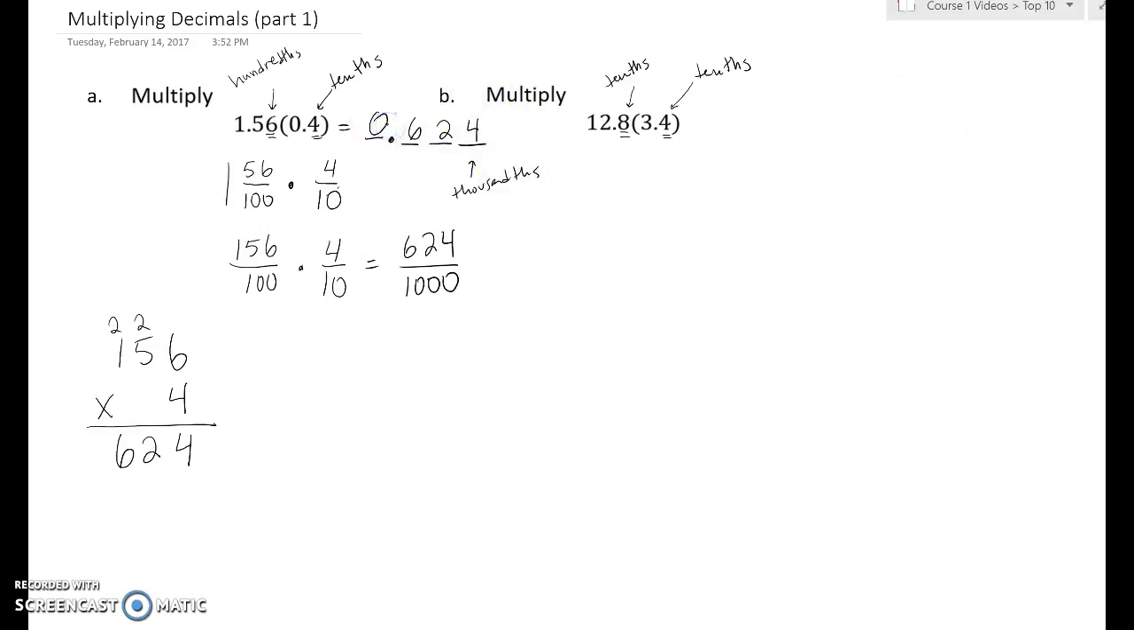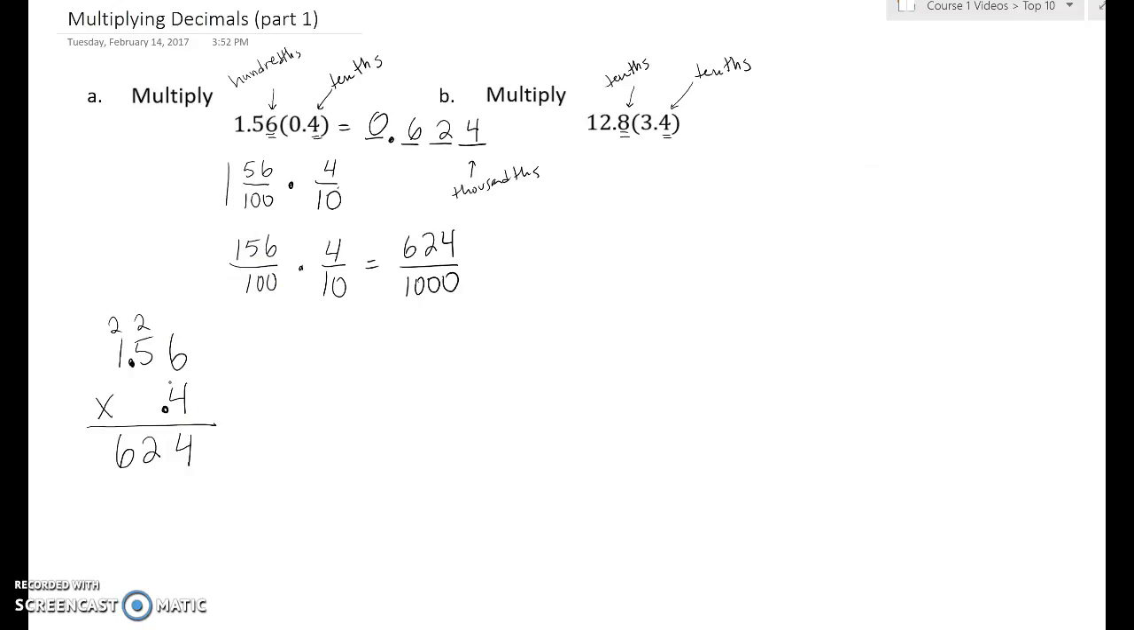So how I multiply with decimals is I take the numbers, I write them just as if they didn't have decimals at all. I will multiply just as I would normally. I'll then go back and make sure I put the decimal in the right place.